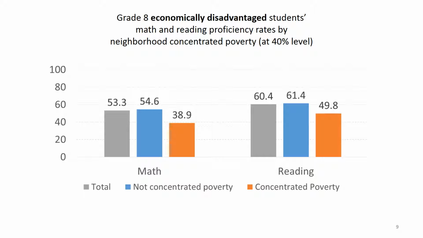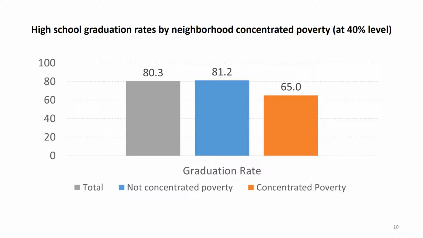For high school, we decided to move away from proficiency rates and look at high school graduation rates, which we really consider a fundamental measure of school success for high schools. And you can see that nationally, about 8 in 10 students are graduating on time according to the average cohort graduation rates. But in schools that are located in concentrated poverty neighborhoods, just 65% of students are graduating on time.